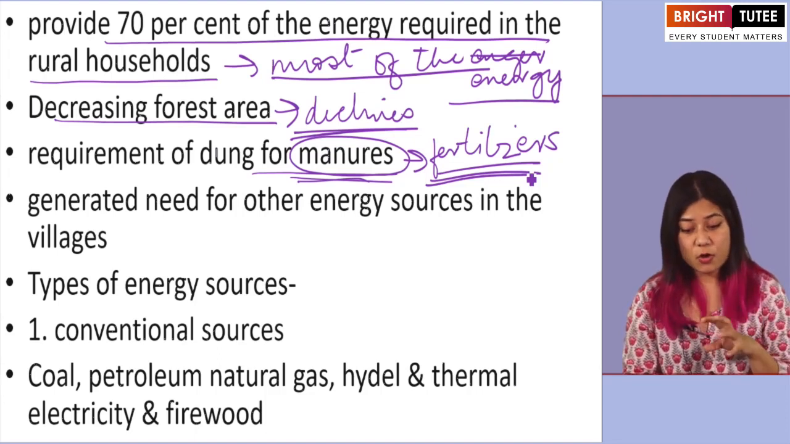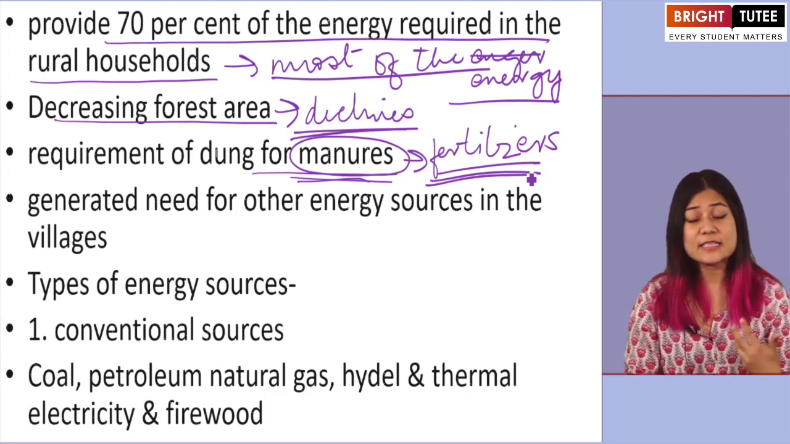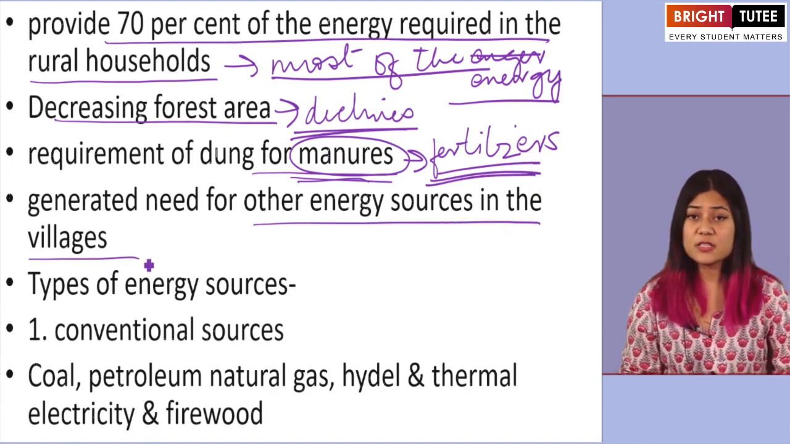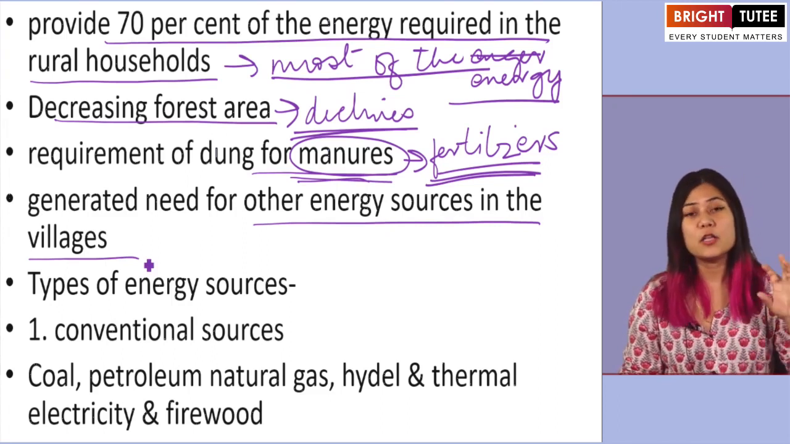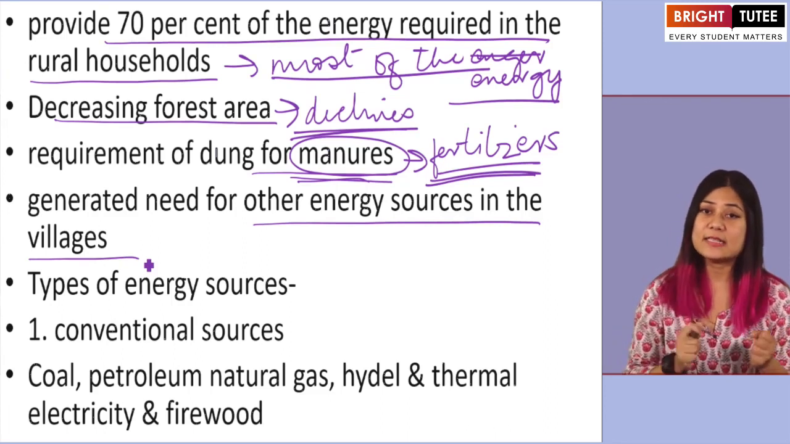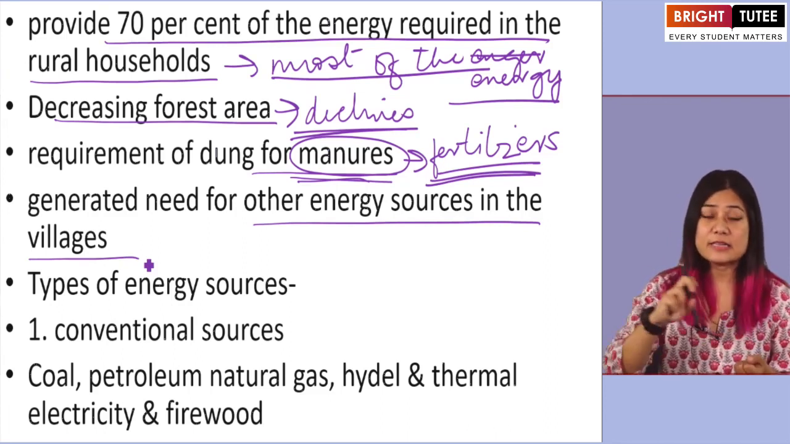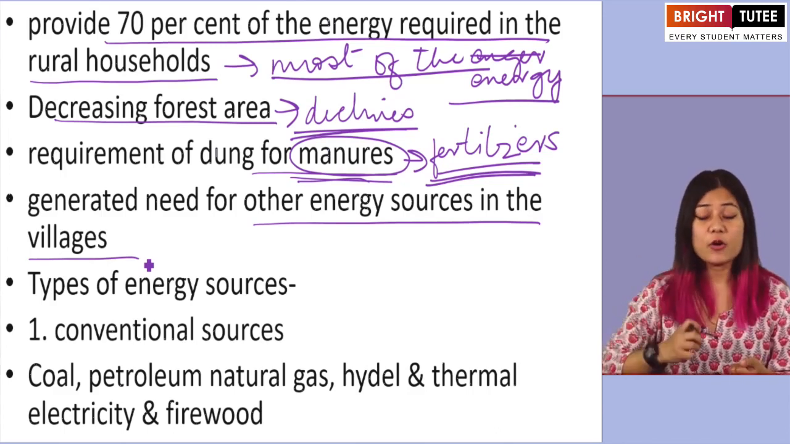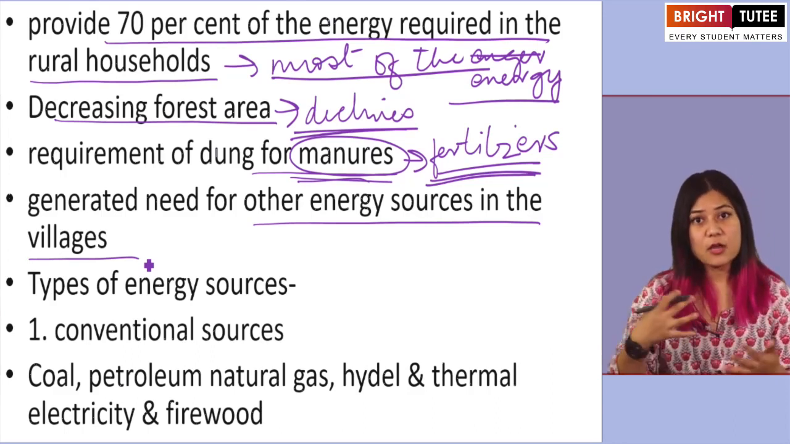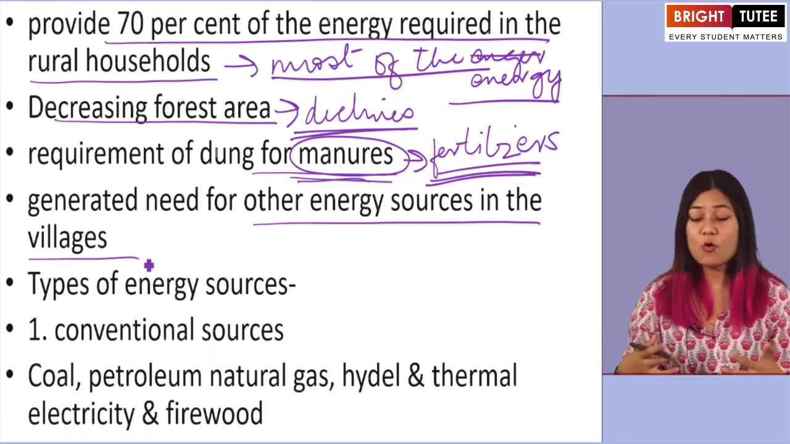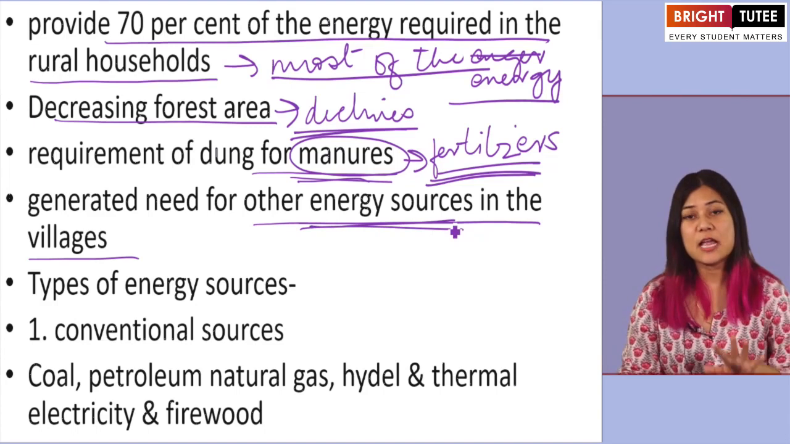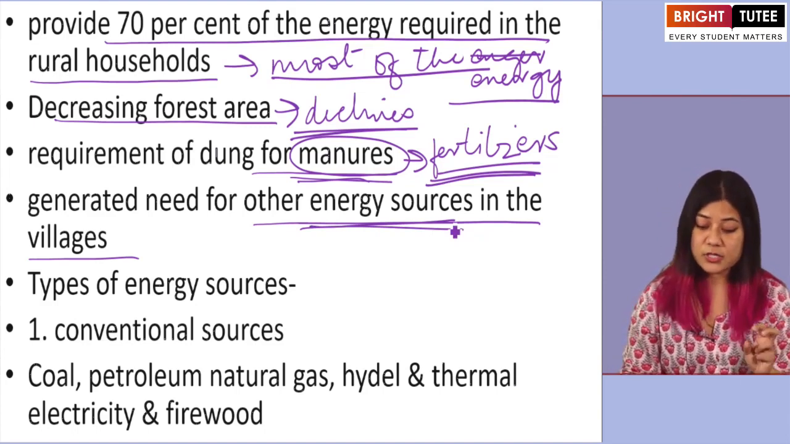Okay, so because of this problem, there is a need for other energy sources in the villages. Their sources of energy, firewood and cow dung cakes, have been affected by their use for other purposes or by deforestation. All right, so as a result, what happens? They generate more need for other sources of energy for the villagers living in the countryside or the rural areas.